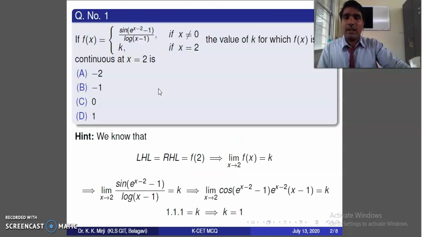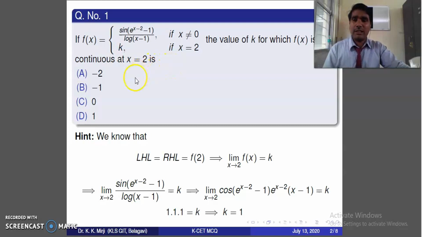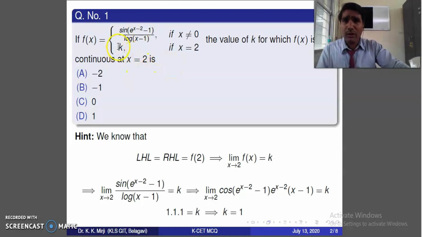So here, the first example is: if f of x is equal to sine of (e to the power x minus 2, minus 1) divided by log of (x minus 1) if x is not equal to 2, and f of x is k if x equals 2. The value of k for which f of x is continuous at x equals 2 is? That means we need to find for what value of k this f of x is continuous at the point x equals 2.